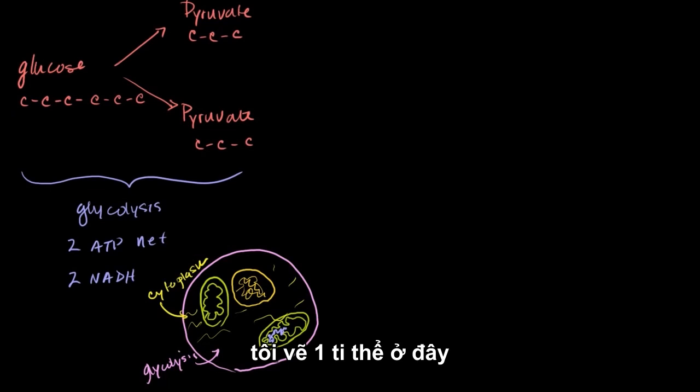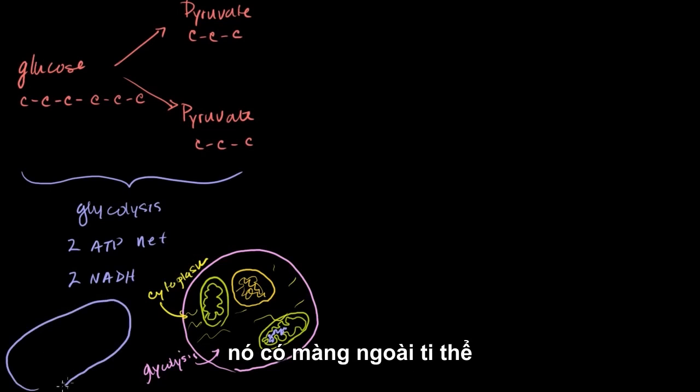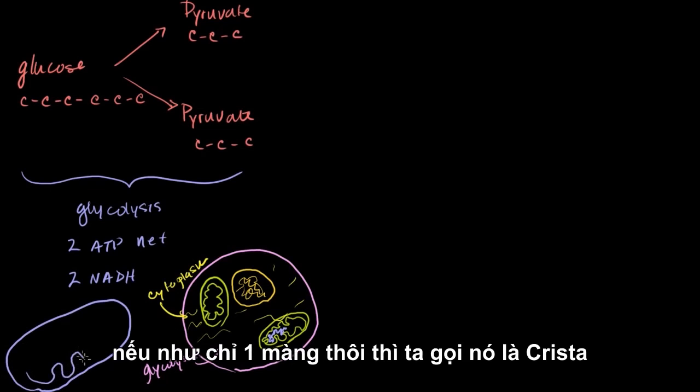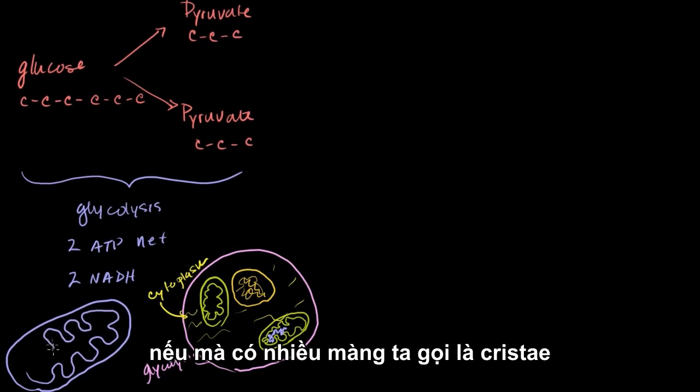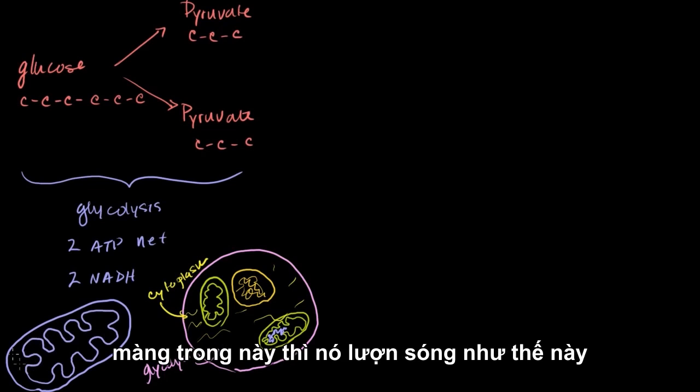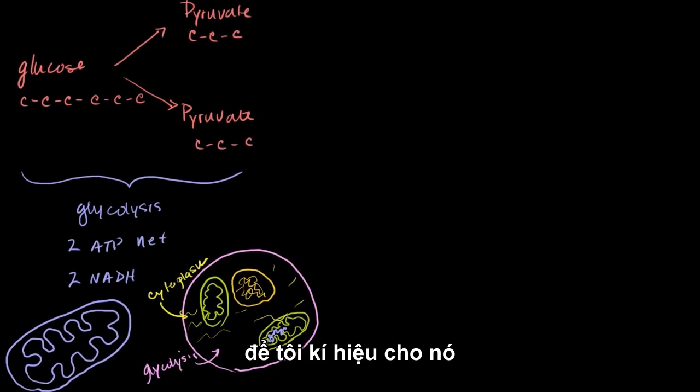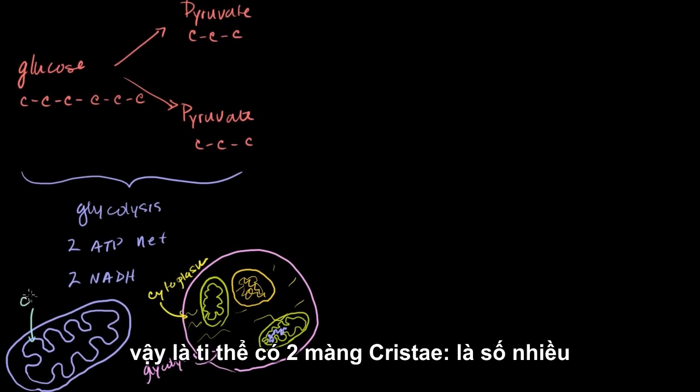Let me draw it a little bit bigger. Let me draw a mitochondria here. So if this is a mitochondria, it has an outer membrane. It has an inner membrane. If I have just one inner membrane fold, we call it a crista. If we have many, we call them cristae. These are little convoluted inner membranes. Let me give it a label. I'll say they are cristae, the plural.